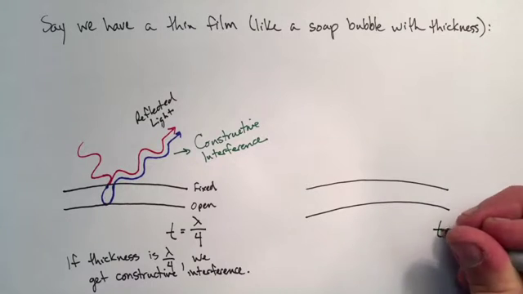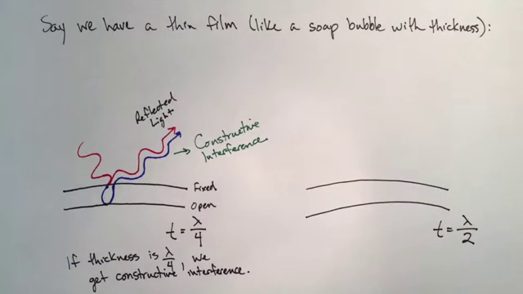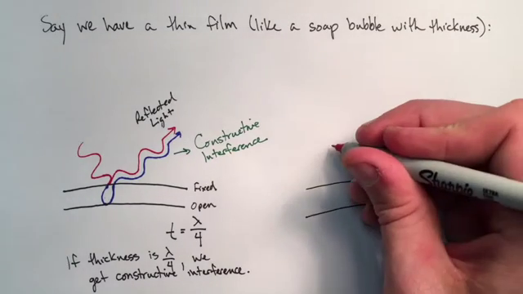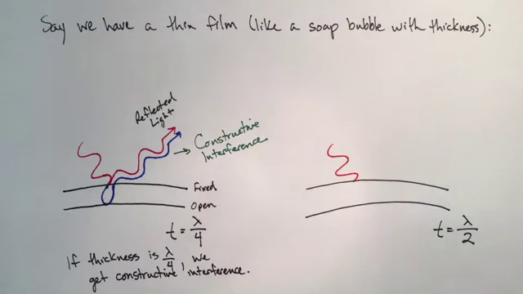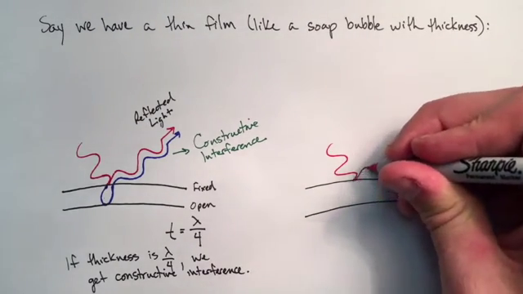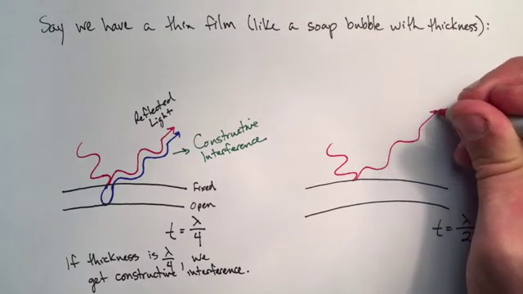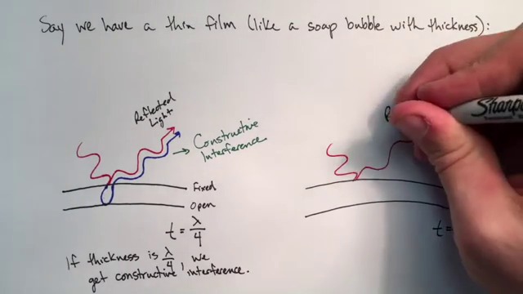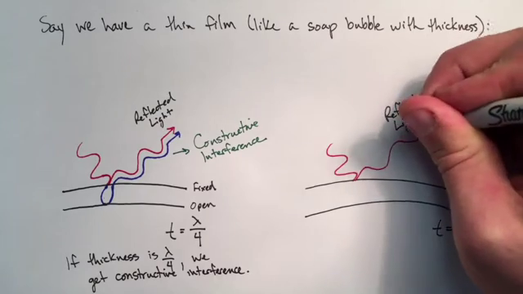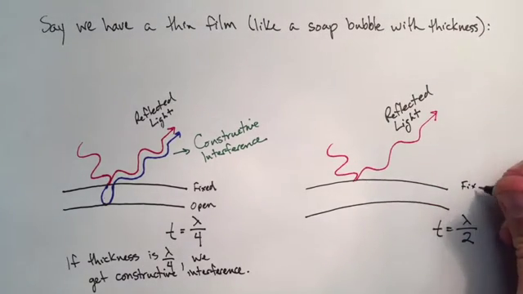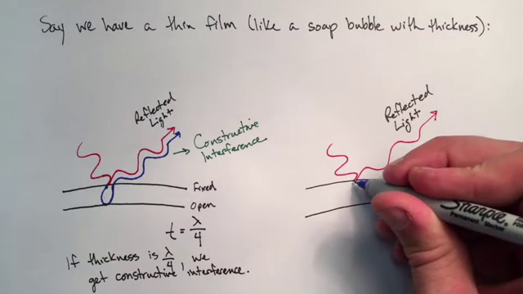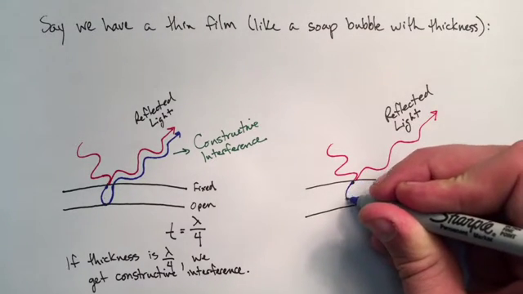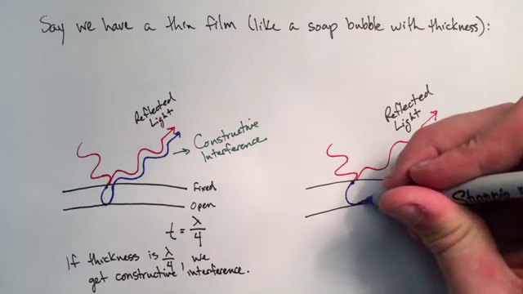Let's change the thickness here now though. The thickness now is going to be 1/2 lambda. This incident light again is going to hit off that top fixed end barrier, and we're going to get a 180-degree phase change as it bounces off. Again, part of it's also going to be transmitted and bounce off the second surface, or the inside surface of that soap bubble. Here it's going to act as an open end.